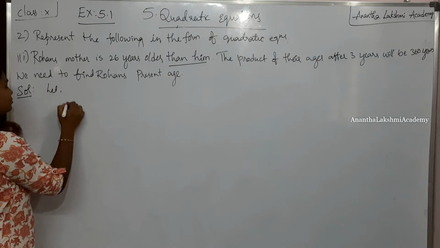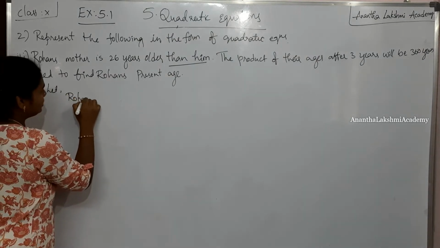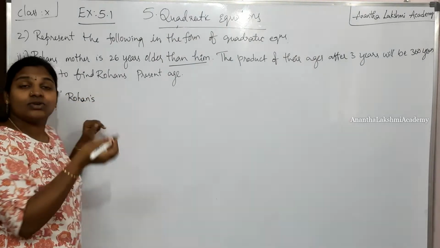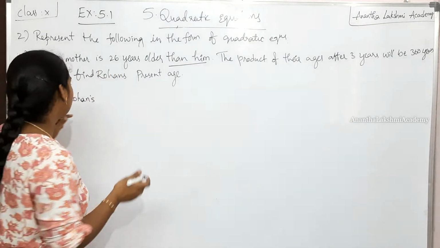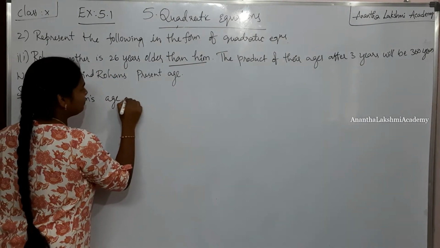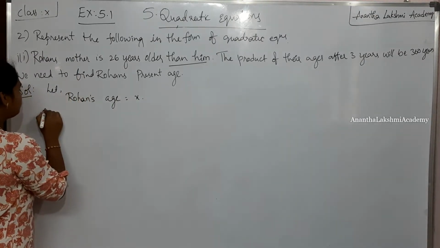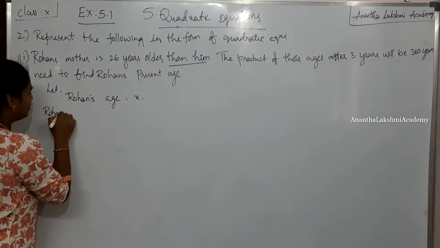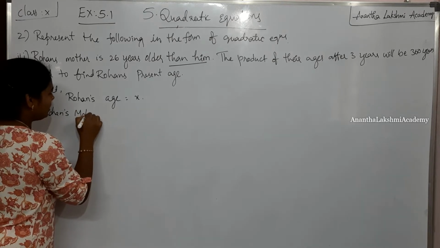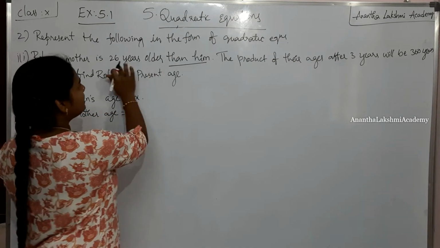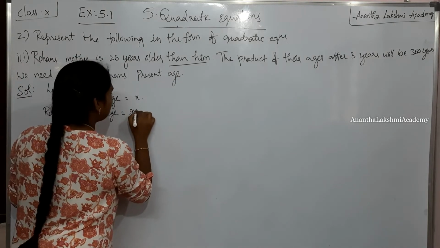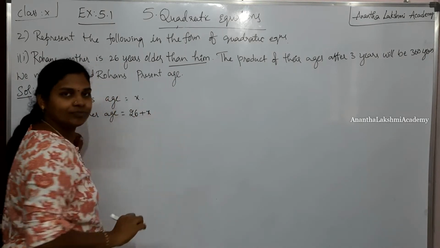Let x be Rohan's age. Why am I considering Rohan's age as x? Because his mother's age is dependent upon him. So, Rohan's age is equal to x. What about Rohan's mother's age? Rohan's mother's age is 26 years older than him. So, 26 plus x. Alright.